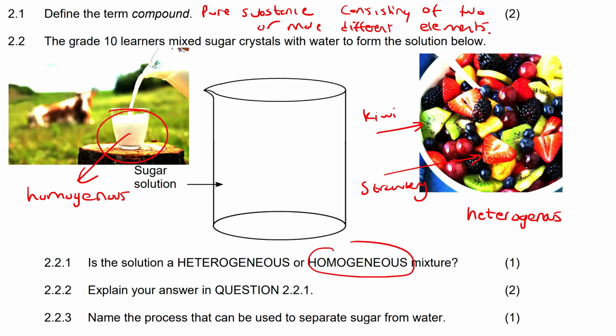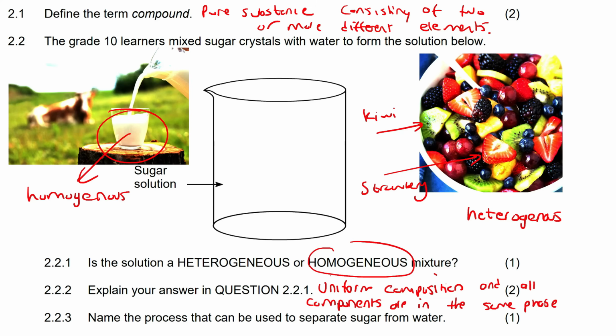And the reason for that is that homogeneous things have uniform, that means the same composition. It's the same everywhere, okay? Uniform composition, and all components are in the same phase.